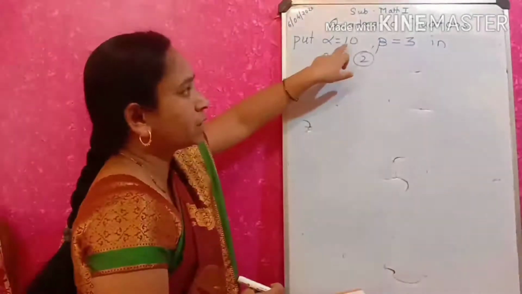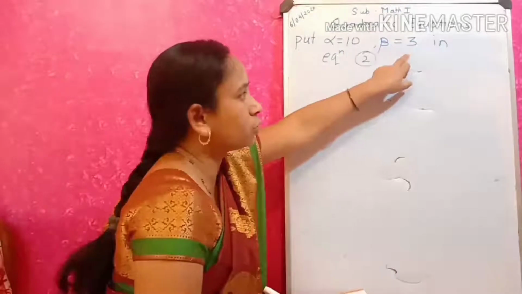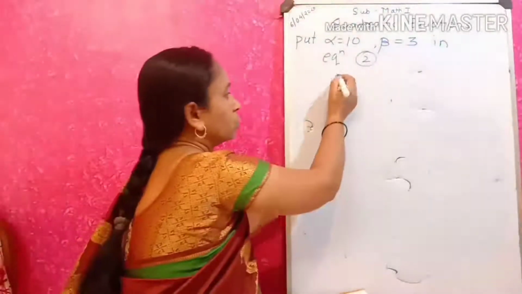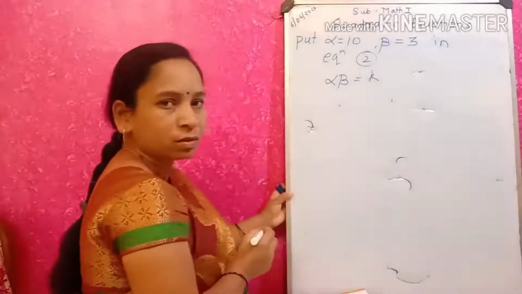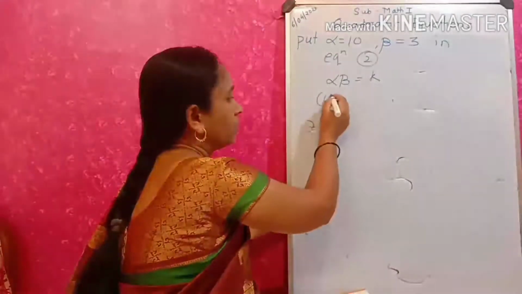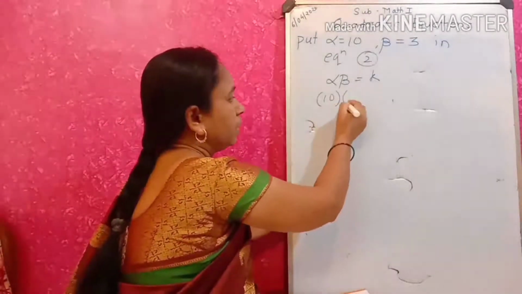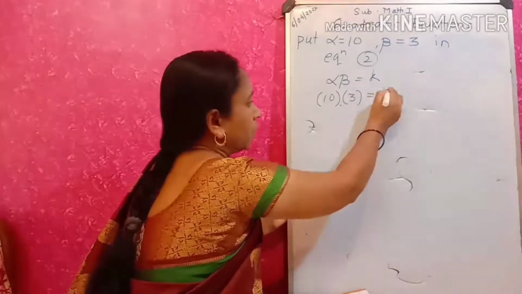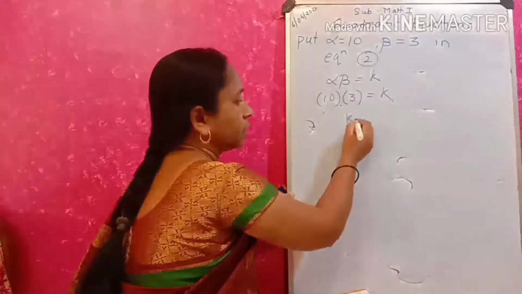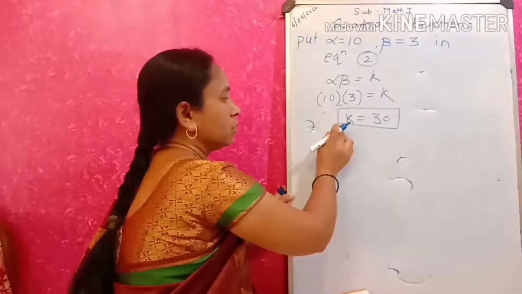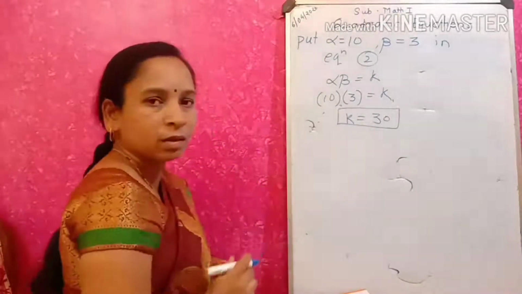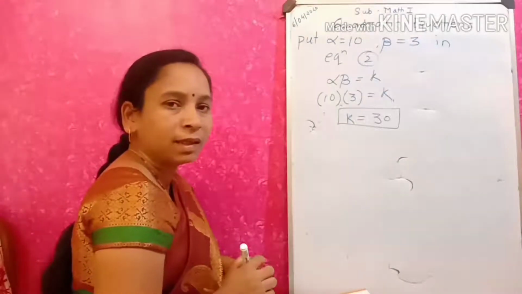Put alpha is equal to 10 and beta is equal to 3 in equation 2. So alpha beta is equal to k. This is equation 2. Alpha is 10, beta is 3. So k's value would be 30. This is the solution, this is the value of k. Now we'll see the next example.